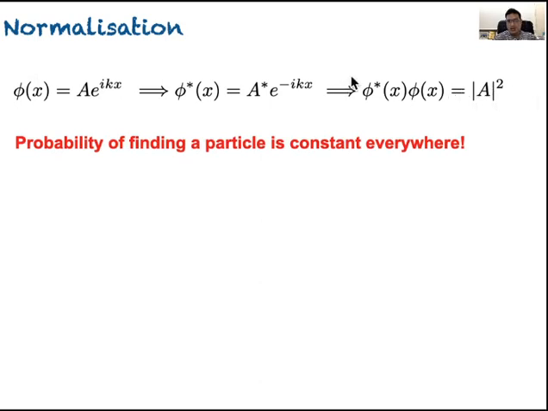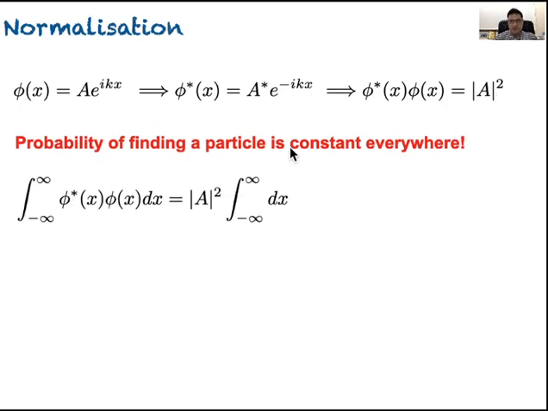By definition, the probability of finding a particle, phi star phi, which is mod phi square, is equal to mod a square, which is independent of position and a constant value. So the probability of finding the particle is constant everywhere.